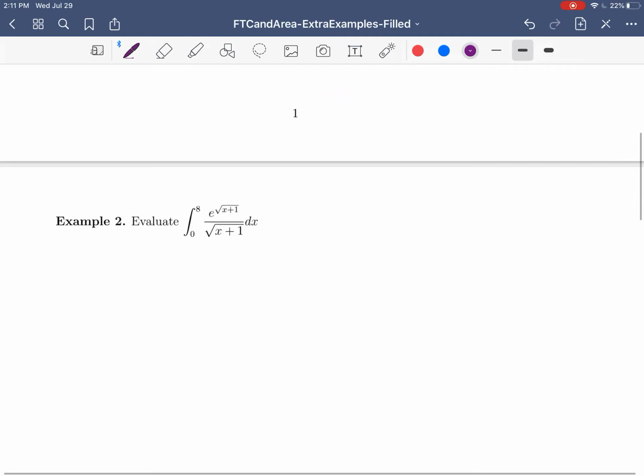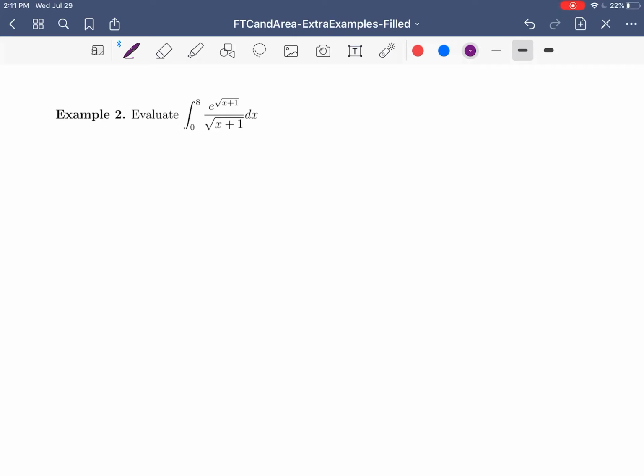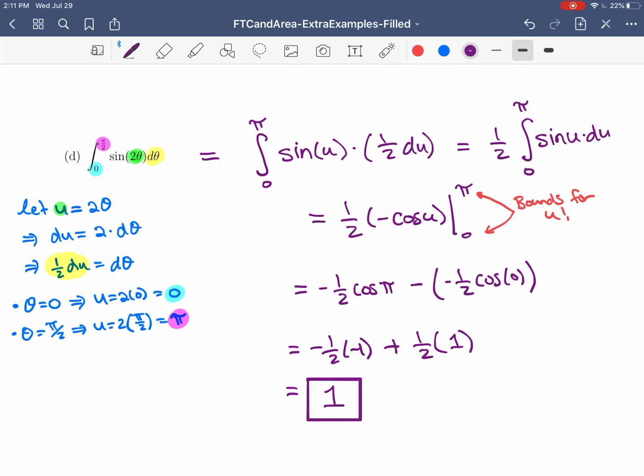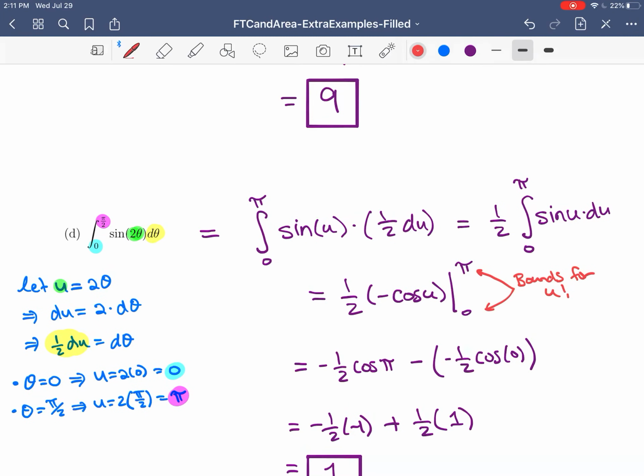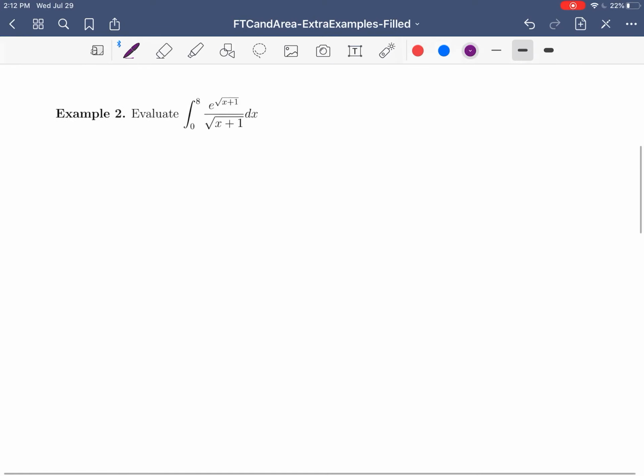Okay, let's try another one. So again, a definite integral here. I definitely want to use substitution because I don't know what the antiderivative is. Up above, I should say, you might have known that the antiderivative of sine 2 theta is negative 1/2 cos of 2 theta plus a constant. Then you could have used this right away and you would have got the same answer. You wouldn't need substitution necessarily. For this one, I think we probably do need substitution.